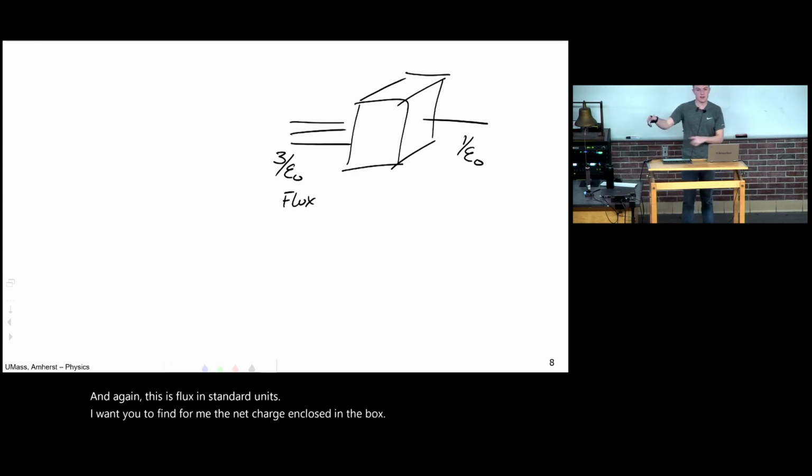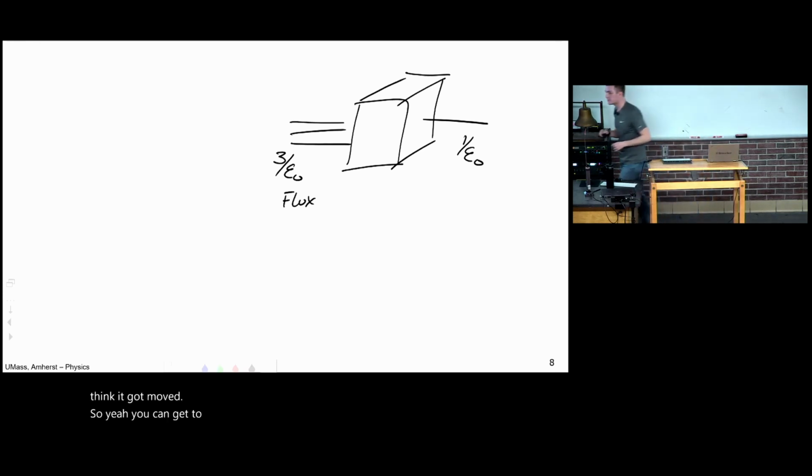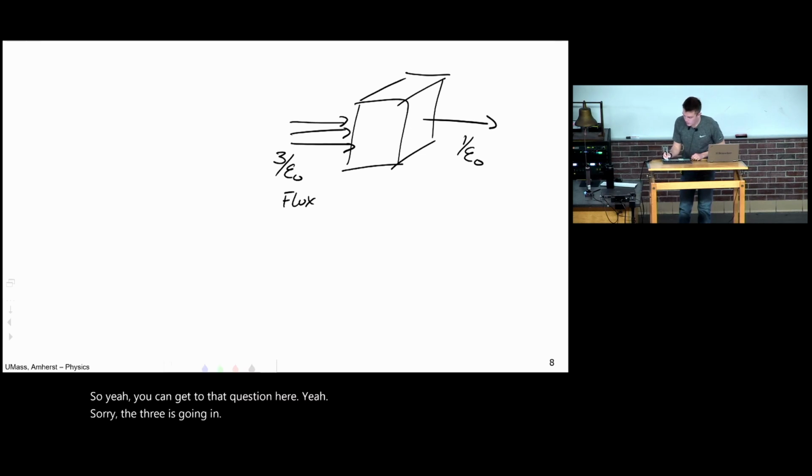And this is going to be an ABCD card question. I just need to find the slide. I think it got moved. So yeah, you can get to that question here. Sorry, the 3 is going in, and the 1 is going out.